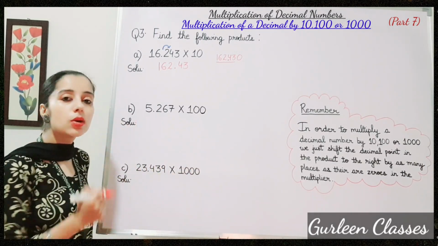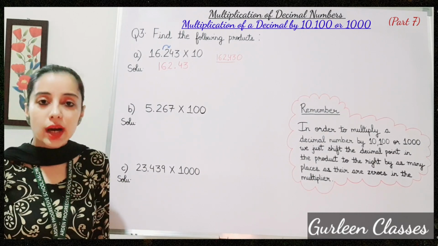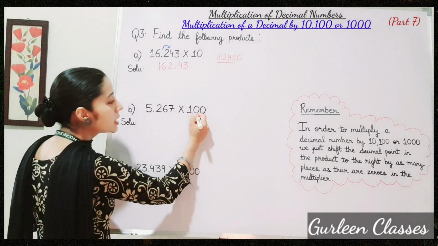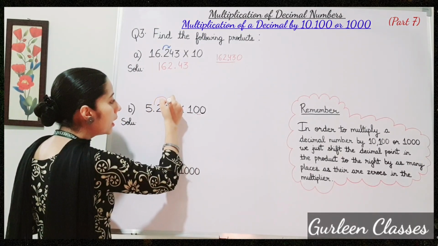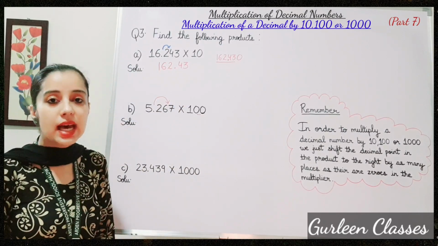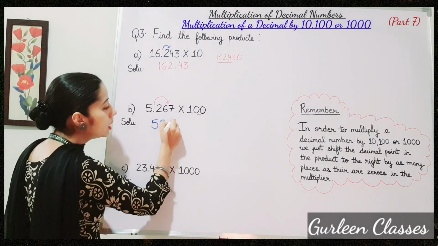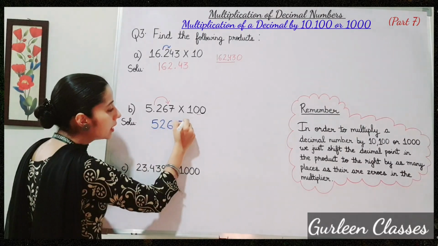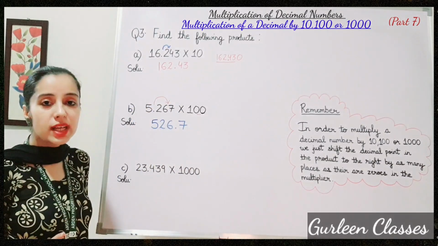By how many zeros are there? B) 5.267 into 100. So here 100 has 2 zeros. So this decimal point will move to the right by 2 places. Now your decimal point is between 6 and 7. So your answer is 526.7. Decimal point moves to the right by 2 places.